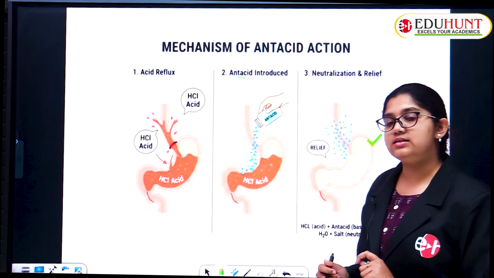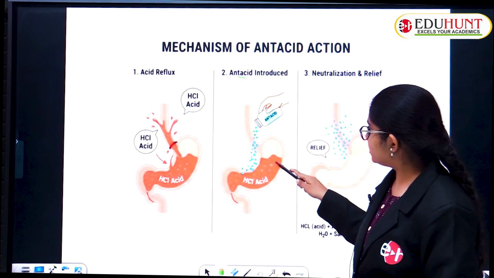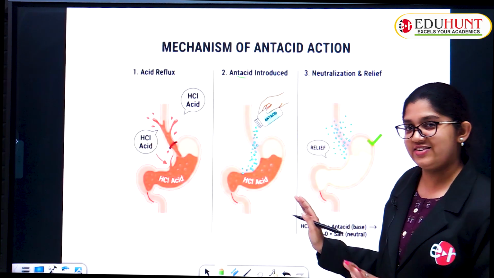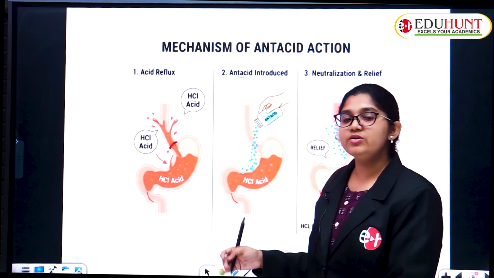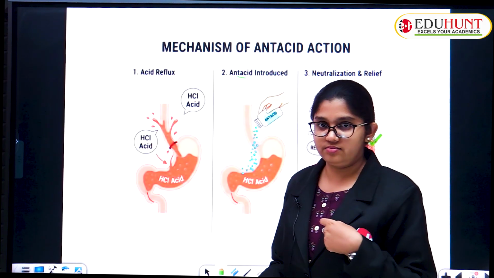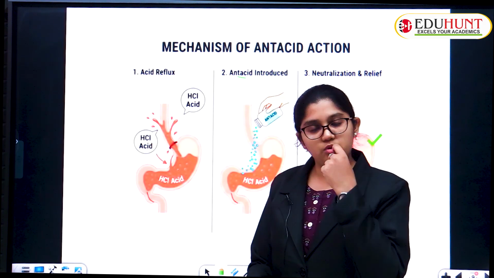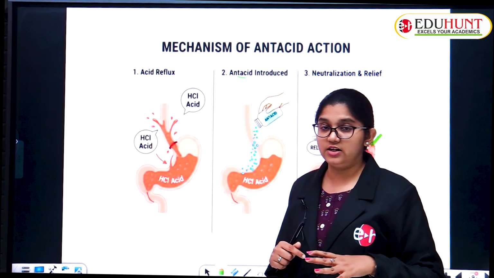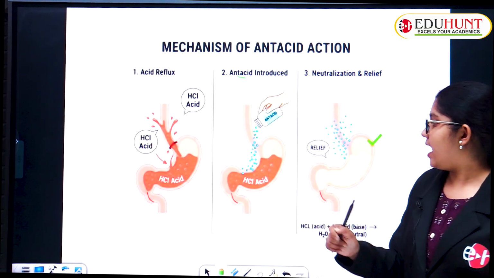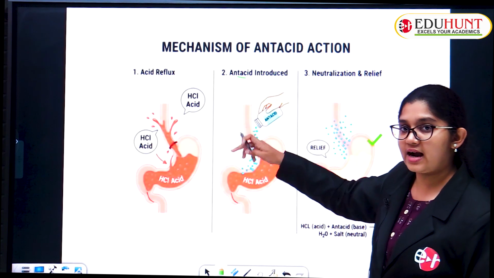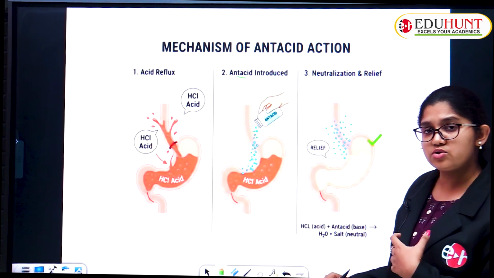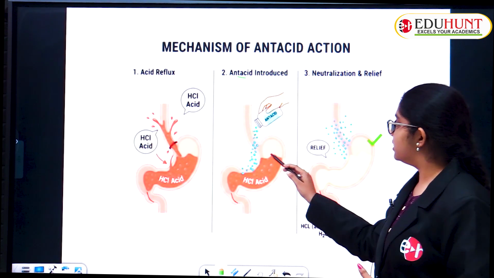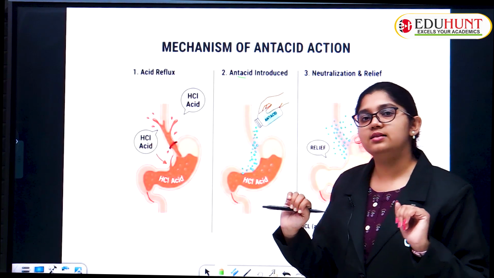So antacid is introduced. The picture shows antacid being poured directly into the stomach, but it is not like that; it is generally a picturized thing. What we do is take it through the mouth, the opening. We take a tablet with water, or some liquid, the basic conditions such as magnesium hydroxide. If we take an antacid, it goes through the esophagus to the stomach.